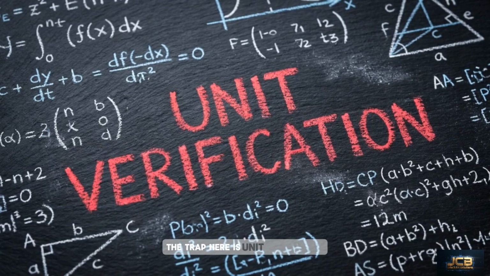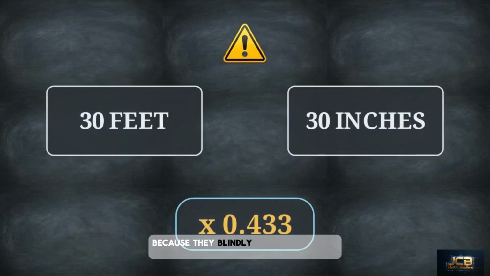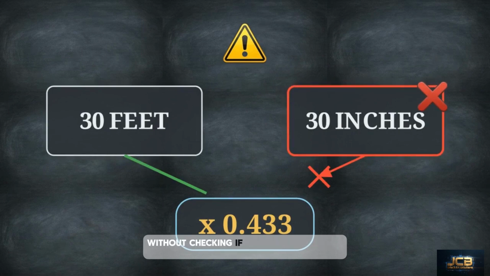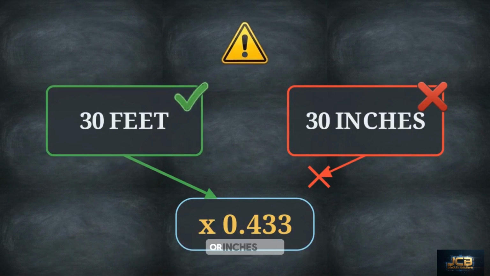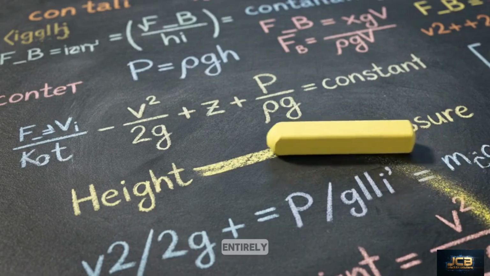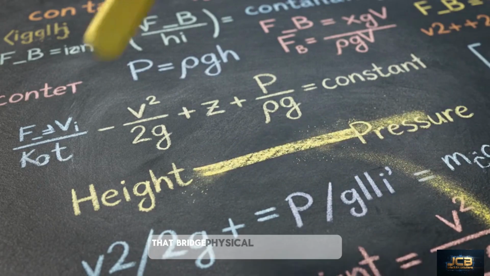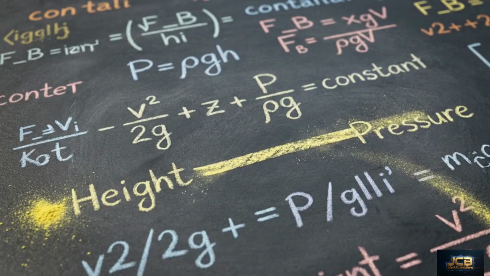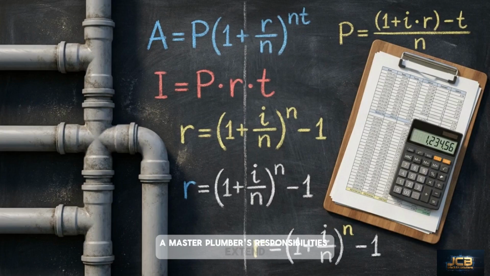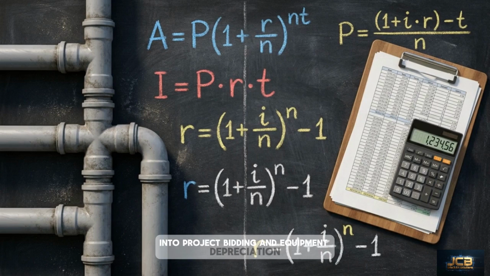The trap here is unit verification. Examinees routinely fail because they blindly apply that 0.433 multiplier without checking if the given elevation is in feet or inches first. Passing the physics portion of the exam relies entirely on identifying these invisible conversion factors that bridge physical height to actual pressure. A master plumber's responsibilities extend beyond physical pipes into project bidding and equipment depreciation.